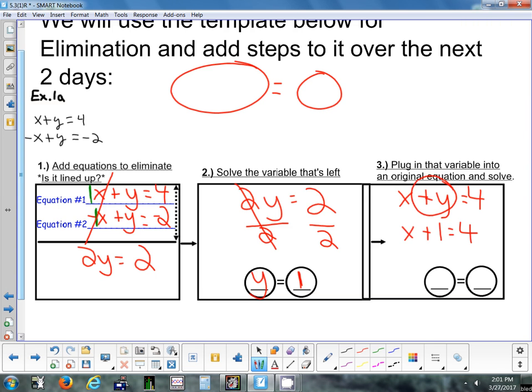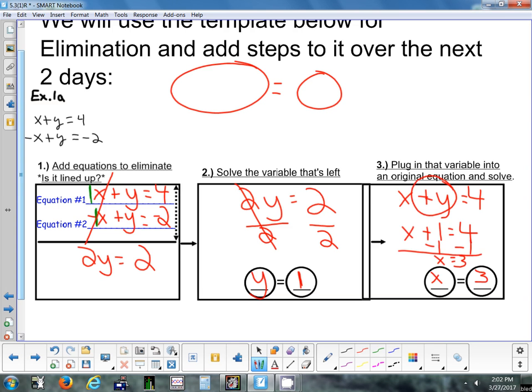All right? Now, I've picked the equation I want to use. I've substituted for that variable. One more step. What's the last step? Solve, right? So, like Liam just said, subtract 1 from both sides. X equals what? X equals 3, and I'm done.